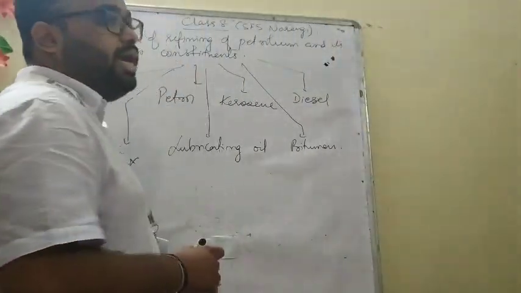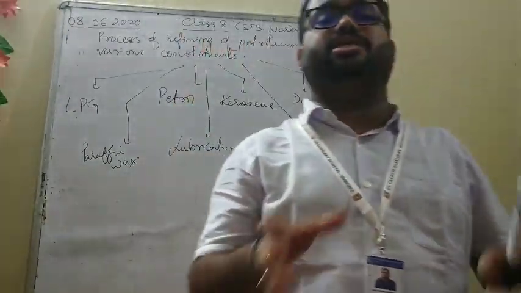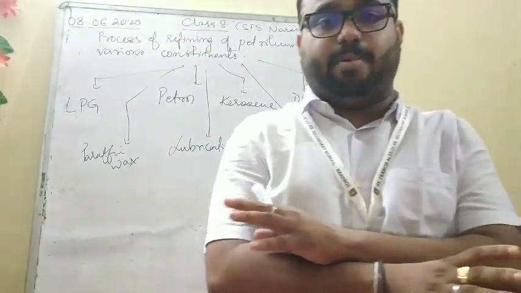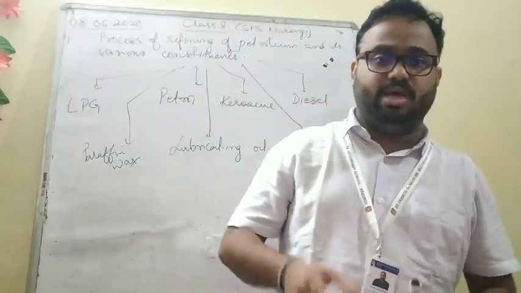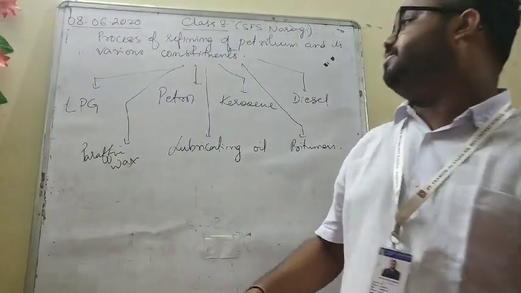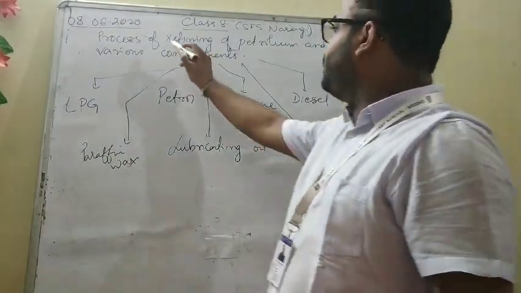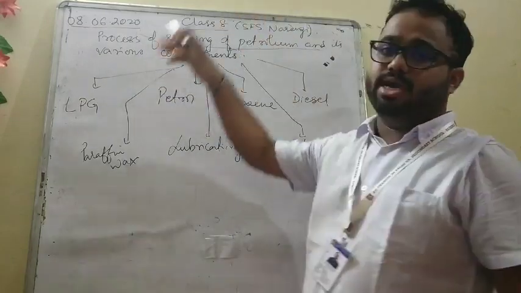It is carried out in a big tower or a big column, which is called the fractional distillation tower. There all the crude oil gets separated into petrol, diesel, turbine fuel, the fuel which is used in aeroplanes. So the process of refining of petroleum and its various constituents is what we will study today.